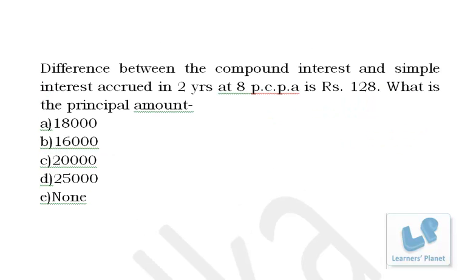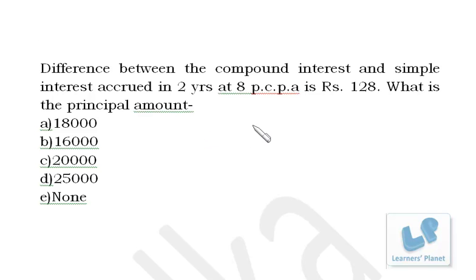Now see this question. Difference between the compound interest and the simple interest accrued in 2 years at 8% per annum is rupees 128. What is the principal amount? Now friends, before we proceed further, I would just like to make clear over here. You might have attended the basic sessions of compound interest and simple interest. Actually, compound interest is nothing but the interest on interest after the first year, right?